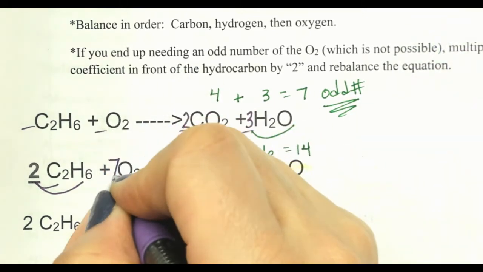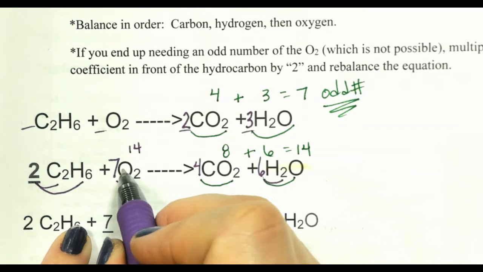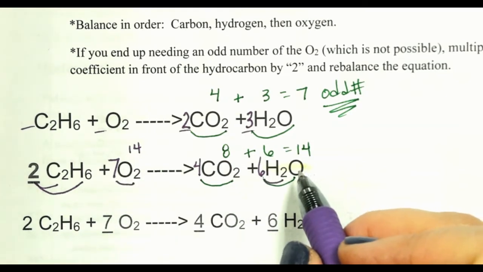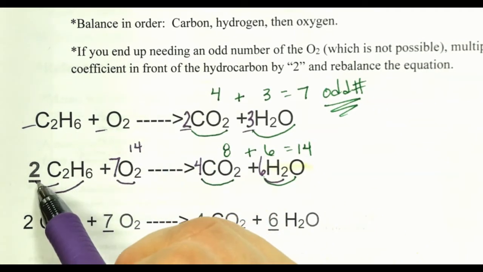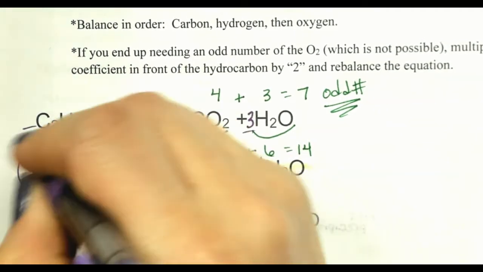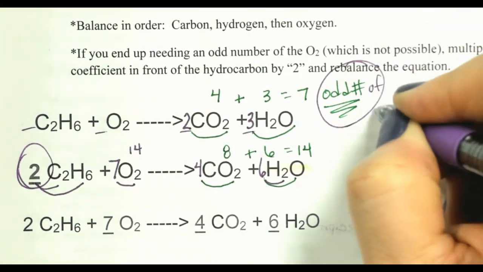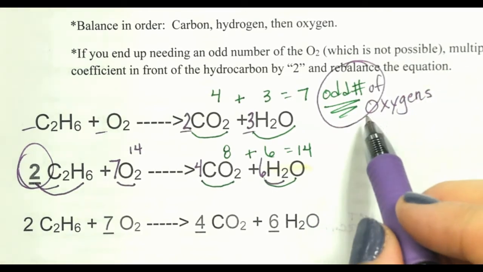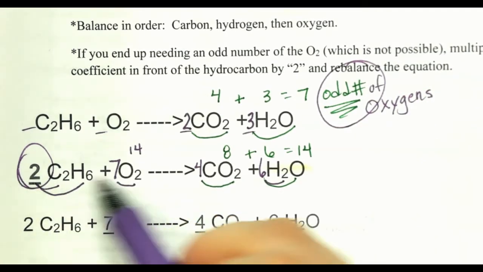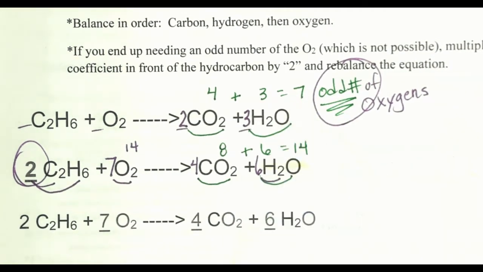And so here I can put a coefficient of 7 because 7 times 2 is going to give me 14 oxygens on the left to match the 14 that are on the right. And so your final answer is 2, 7, 4, and 6. Important to realize that you will not always have to do this. You will do this if you end up with an odd number of oxygens on the right side. So if you end up with an odd number of oxygens on the right, put a 2 there and then rebalance. But you might not always have to do that. You might end up with an even number of oxygens.